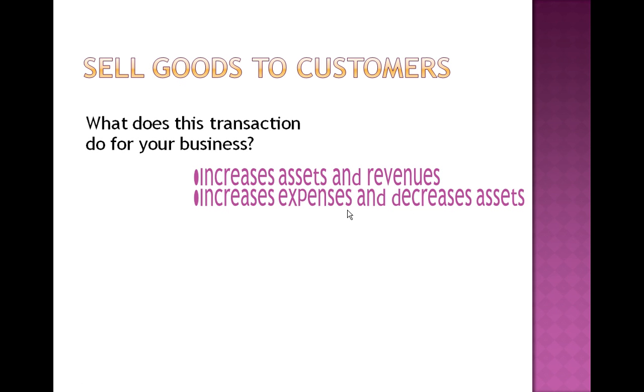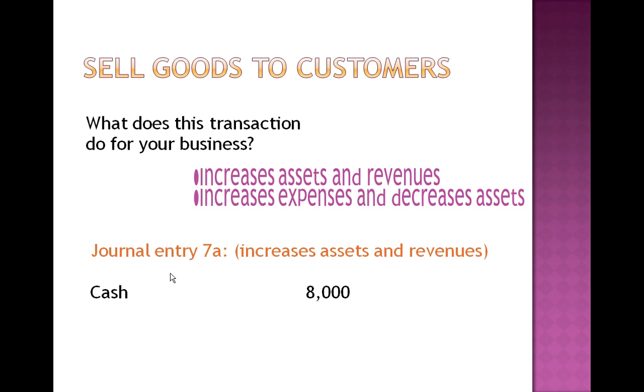Now, this one can be a little tricky to think about, but there's really 2 effects here. The first thing that is happening is as we sell our product, we're getting cash in and we're earning revenues. All right, revenues are the product of the items we're in business to sell. So that's the first thing that happens. So we're going to debit our cash for $8,000 and credit our sales for $8,000. That shows the increase in assets and revenues.